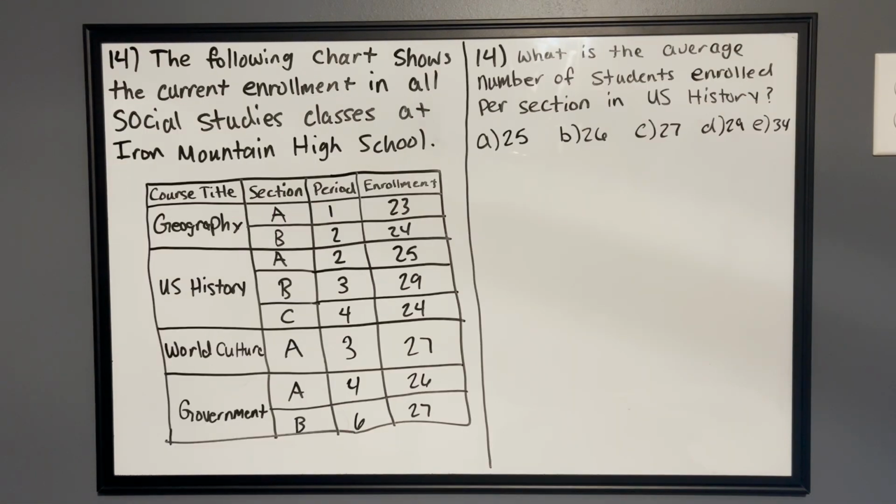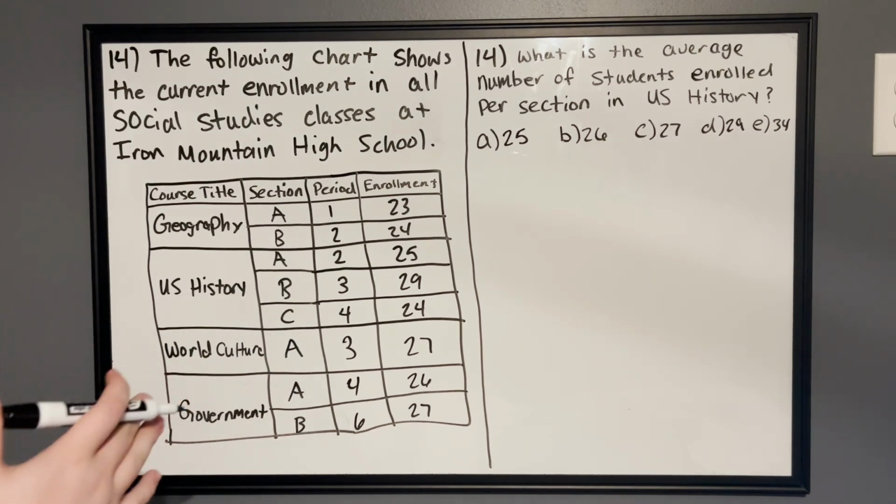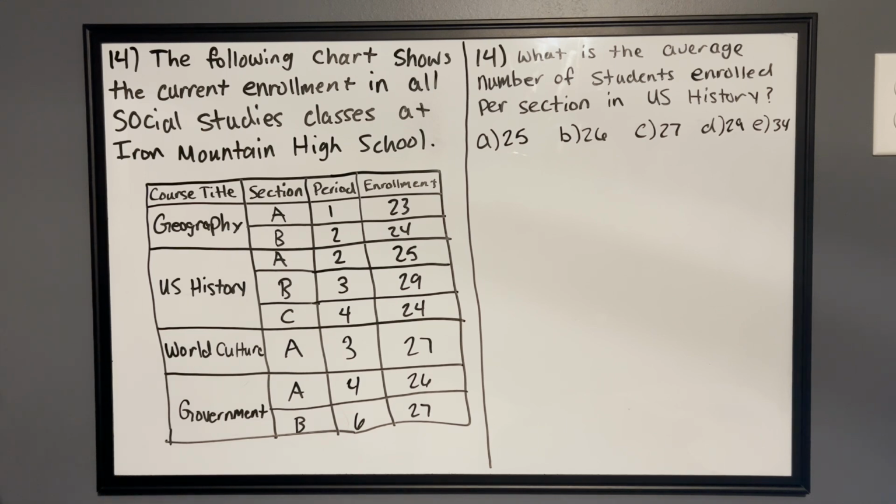Okay, so here's question 14, and we're going to use the same chart and topic for question 15 as well, so we'll leave that up. But it says the following chart shows the current enrollment in all social studies classes at Iron Mountain High School. And so here's the whole table. I'm not going to read through it, but you can see it. And if not, then I have linked this test where I got it in the description below. So you'll be able to go through and look at this question if you need.